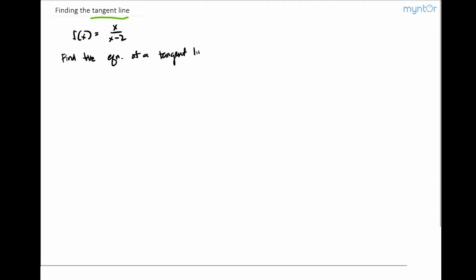So now that we know a little bit about how to calculate the derivative, let's think about using that to find the line tangent to a graph. So let's say that we're given an equation, f of x is equal to x over x minus 2, and we are asked to find the equation of a tangent line to f of x at x is equal to 3.